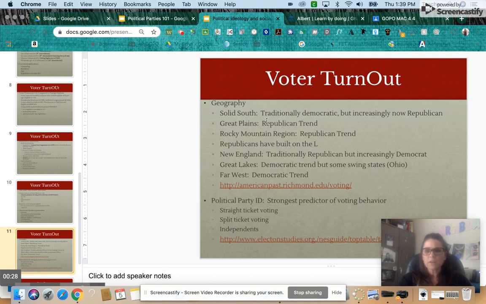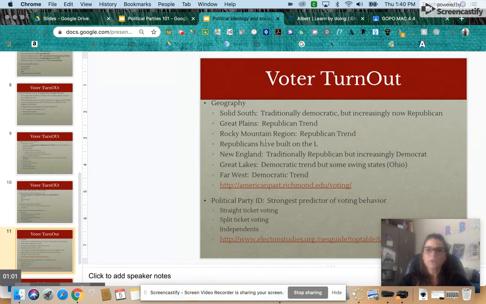We've already mentioned the Solid South. This is the traditionally Democratic South, or how the South used to be traditionally Democratic, but increasingly is now Republican. And there's a couple of reasons for that. What you need to know is that most likely, if someone says they're from the South, those states vote red, and they're more likely to vote Republican if you're talking to someone from those regions. That is not always the case. It's just a likelihood. The Great Plains tend to vote Republican.